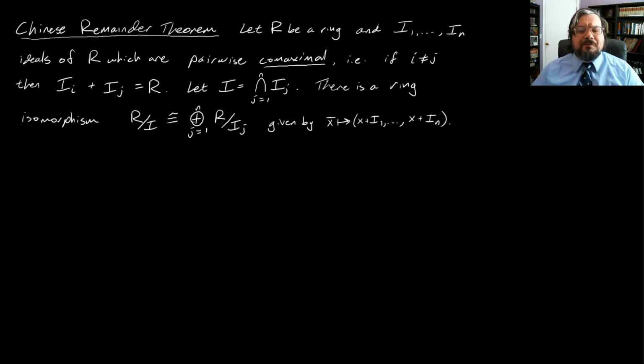Then there's a ring isomorphism where R mod I is the direct product of R mod Ij, as j goes from 1 to n, and in fact we can say more than this. They're not just abstractly isomorphic, we can say exactly what the isomorphism is. It's the natural one that takes an element of R mod I with a certain representative x and sends it to the n tuple where the jth coordinate is the equivalence class of x inside the ring R mod Ij.